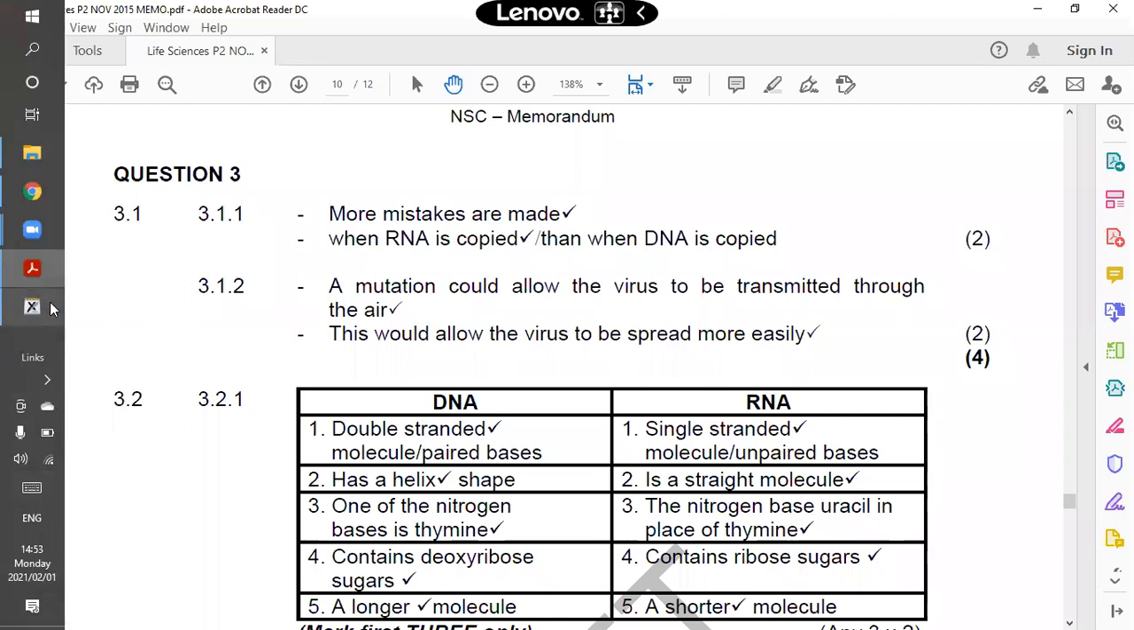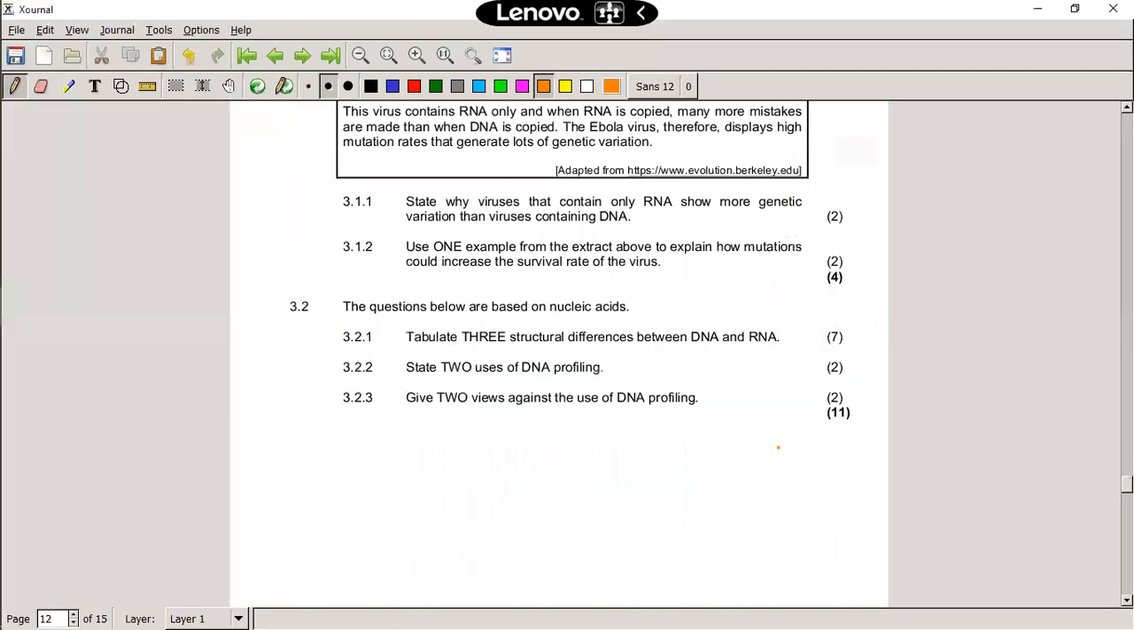Okay, let's go on to 3.2. The questions below are based on the nucleic acids. Tabulate three structural differences between DNA and RNA. Okay, DNA, double string. RNA, single string. DNA longer. RNA not as long. DNA also contains a deoxyribose sugar. RNA only contains a ribose sugar.